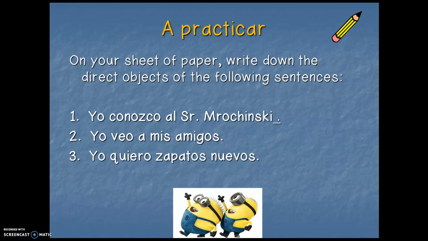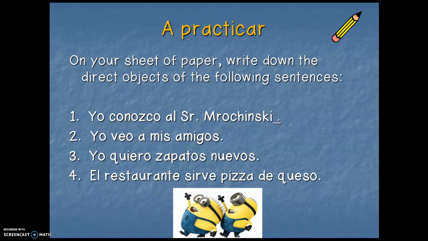Número 3. Yo quiero zapatos nuevos. What is it that I want? Exacto, zapatos nuevos. Número 4. El restaurante sirve pizza de queso. What is it that the restaurant serves? Bravo. Pizza de queso would be the direct object of this sentence.